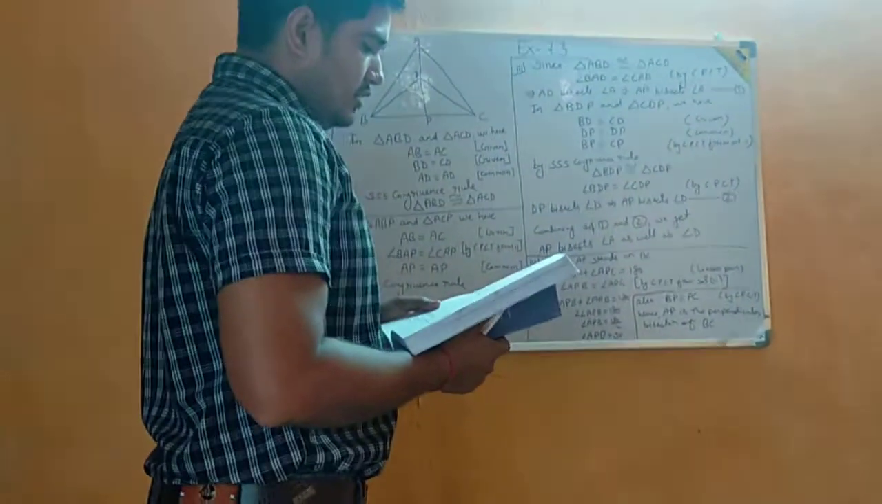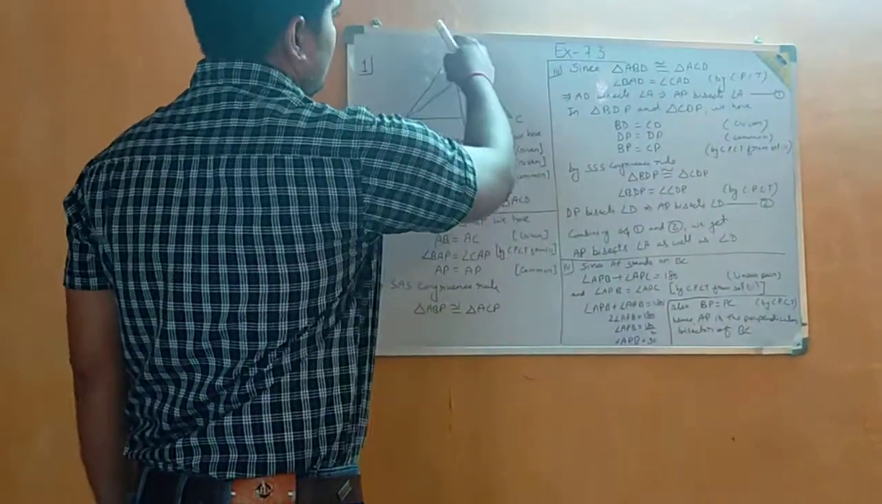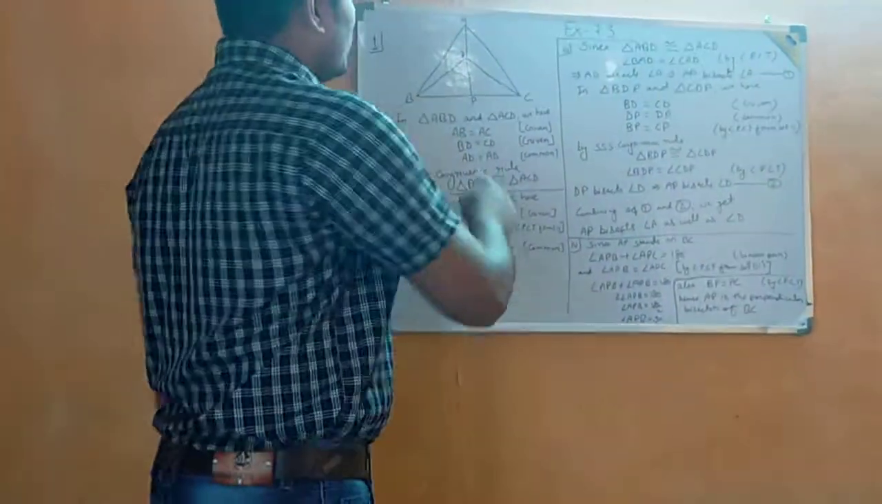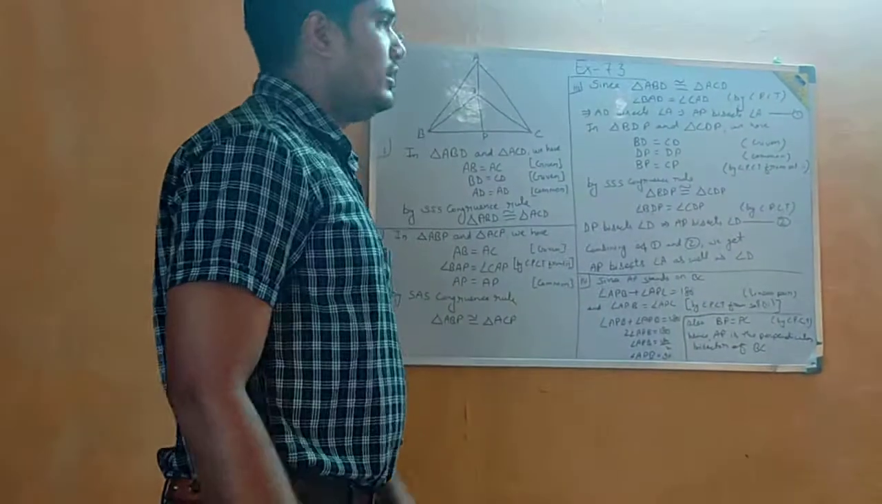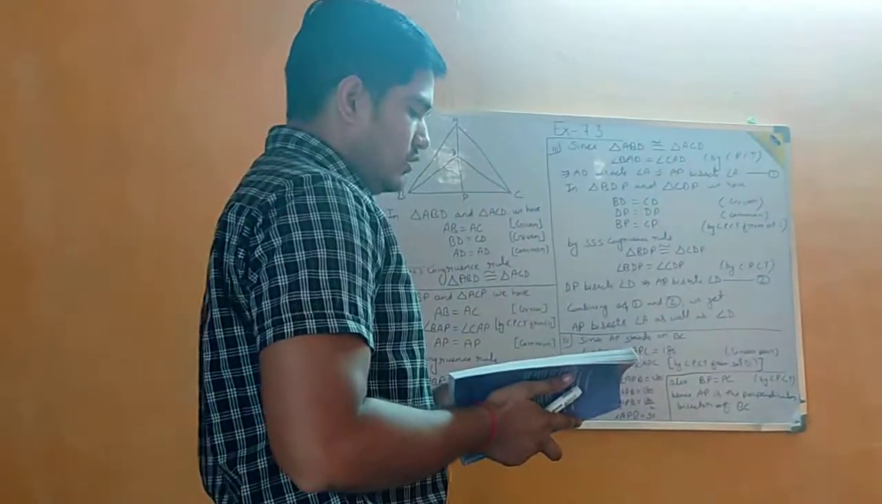If AD is extended to intersect BC at P. अगर हम AD को बढ़ाते हैं P तक तो वो BC पर इंटरसेक्ट करता है. तो हमें प्रूफ करना है triangle ABD is congruent to triangle ACD.